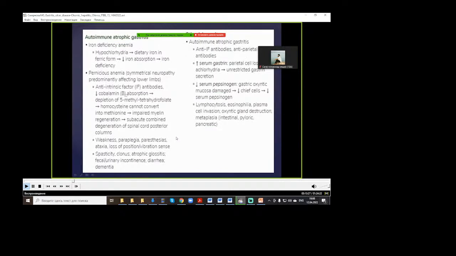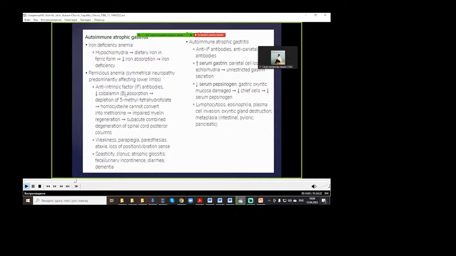About autoimmune atrophic gastritis. To make a diagnosis of autoimmune atrophic gastritis, we need testing and detecting of anti-intrinsic factor antibodies and antiparietal cell antibodies first. Then we may assay serum gastrin and serum pepsinogen. In case of autoimmune atrophic gastritis, serum gastrin will be increased and serum pepsinogen will be decreased.